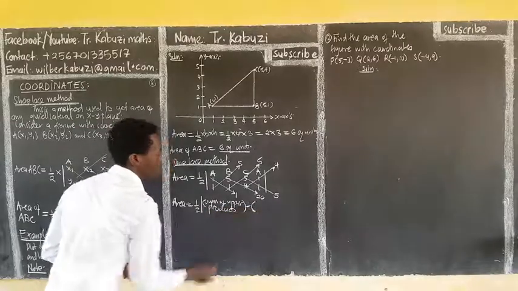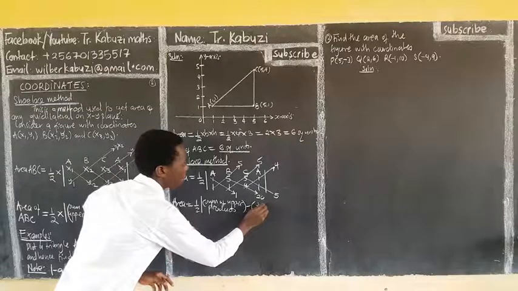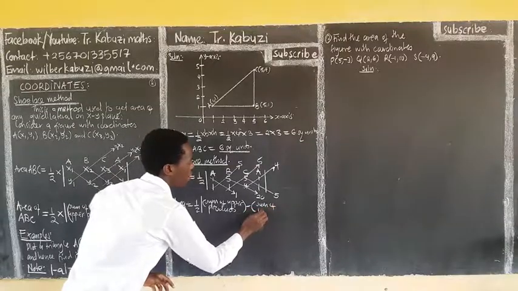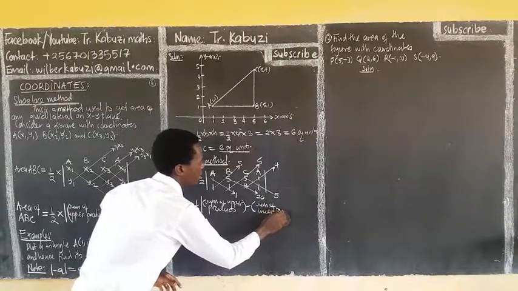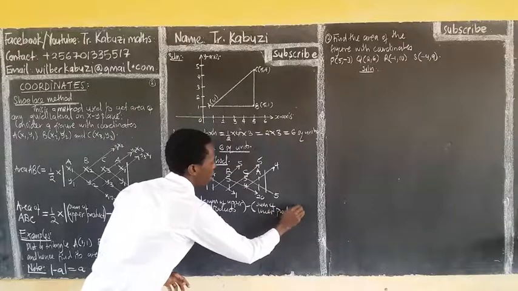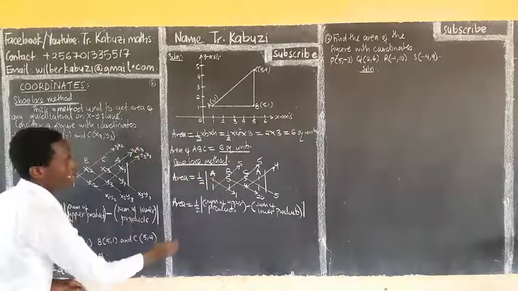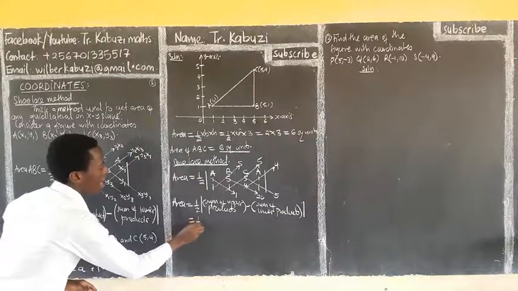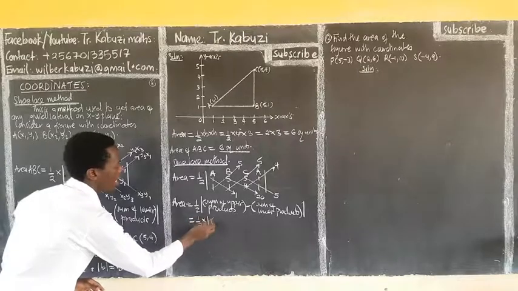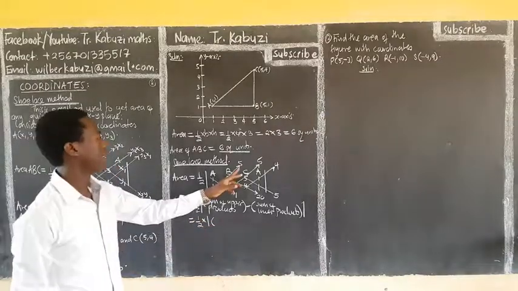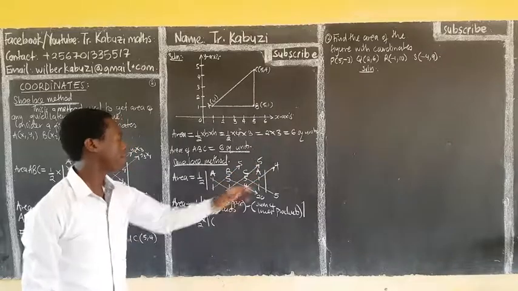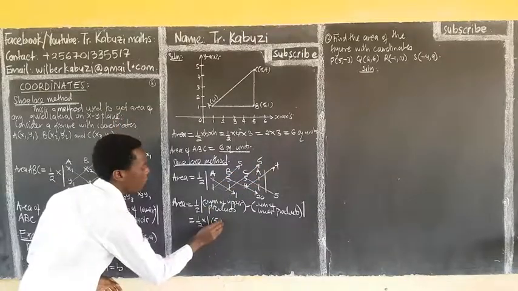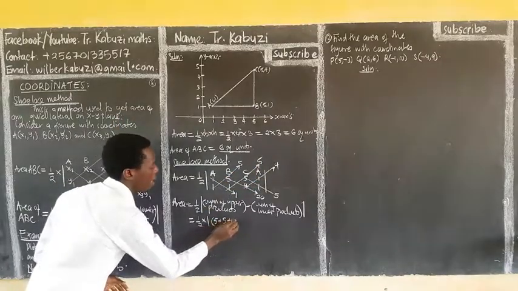Then minus the sum of lower products. So let us see how it works. We're going to be now half times modulus. Let us sum the upper products. This 5 plus this plus this. We have 5 plus 5 plus 4.